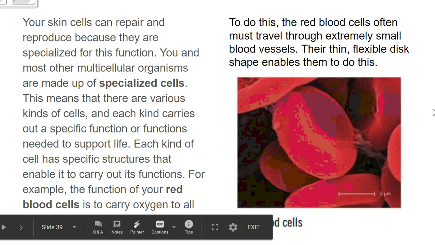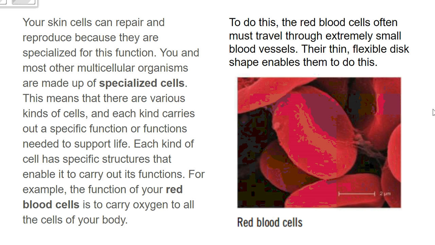So our skin cells can repair and reproduce because they are specialized for this function. You and most other multicellular organisms are made up of specialized cells. This means that there are various kinds of cells and each kind carries out a specific function or functions that are needed to support life. Each kind of cell has specific structures that enable it to carry out its functions. For example, the function of your red blood cells is to carry oxygen to all of the cells in your body. To do this, red blood cells often must travel through extremely small blood vessels.